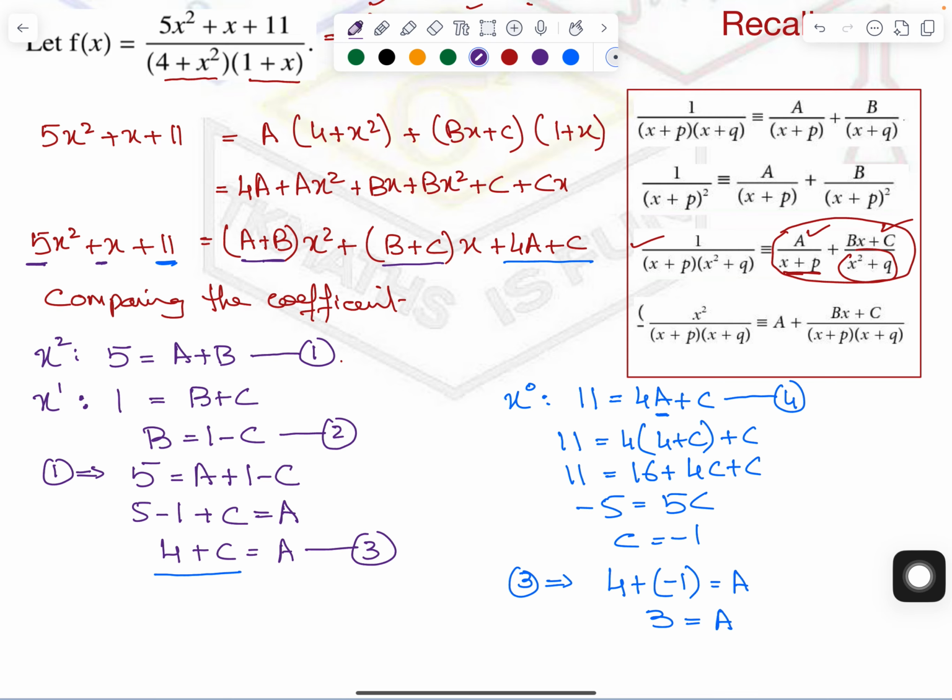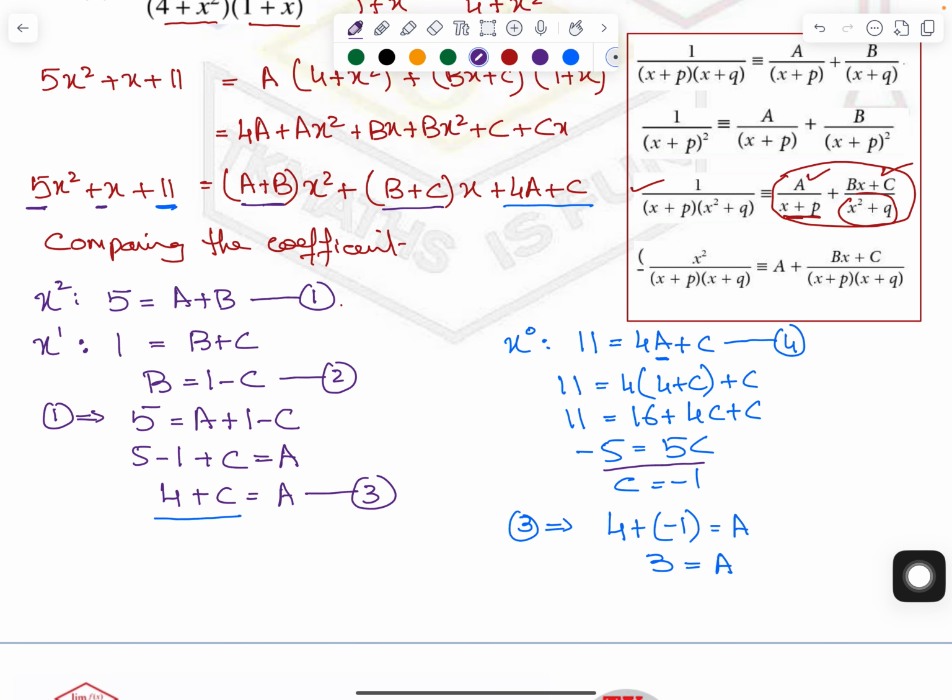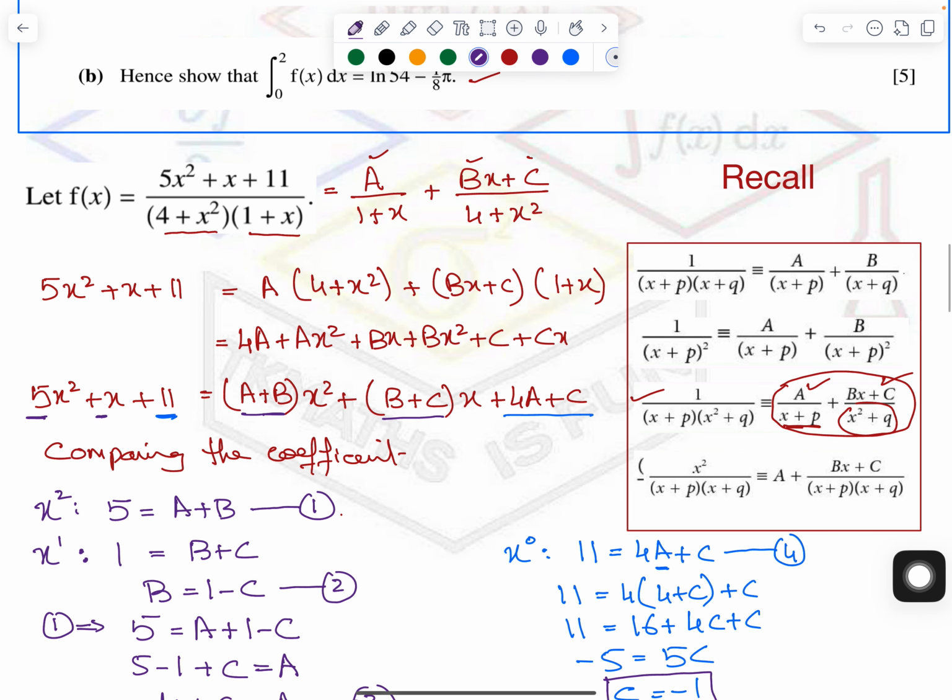Now I have C, I have A, now B. So let's use equation 2. It is B is equal to 1 minus C. So that will give me the value of B as 2. So now I have the values of A, B and C, which I will plug in this partial fraction.